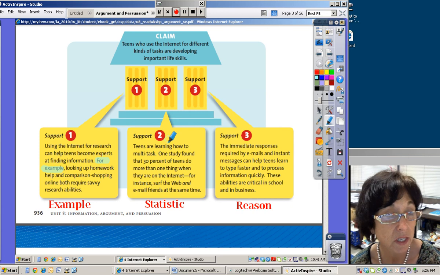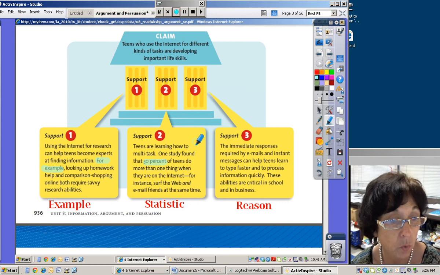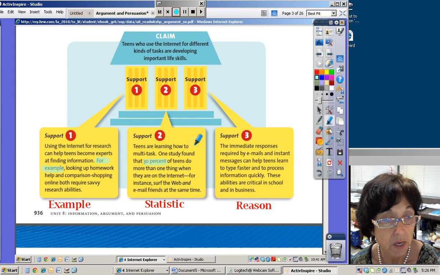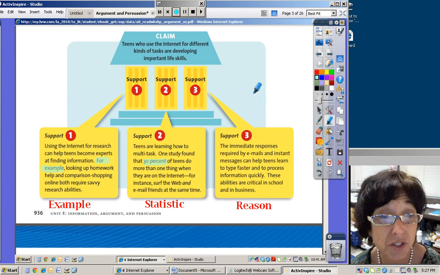The second one says teens are learning how to multitask. One study found 30%. Okay, so statistics have to do with numbers. 30% of teens do more than one thing when they're on the internet. And then the third one says the immediate responses required by emails and instant messages can help teens learn to type faster and to process information quickly. These abilities are critical in school and business. So this is just a reason.